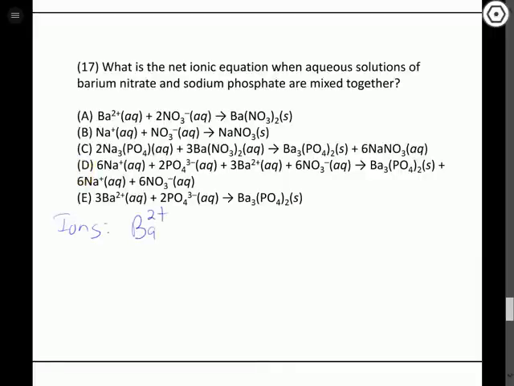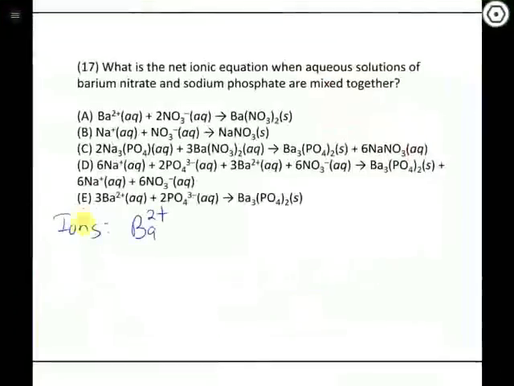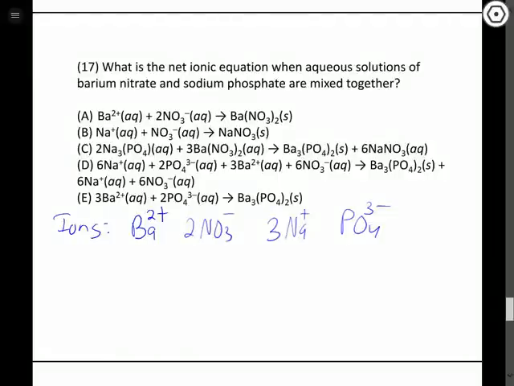So the ions that are present, barium nitrate is Ba2+. So barium is in the second column of the periodic table, so it's going to be a 2+ cation. We have 2 NO3 minuses to balance that. And then the other ions in the other reactant are sodium, which is Na+, and then PO4 3-. So sodium phosphate is Na3PO4, so it's 3 sodiums and a phosphate.